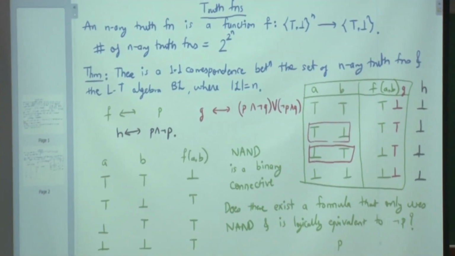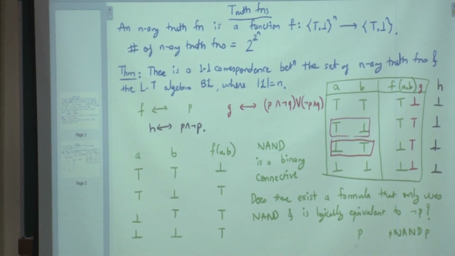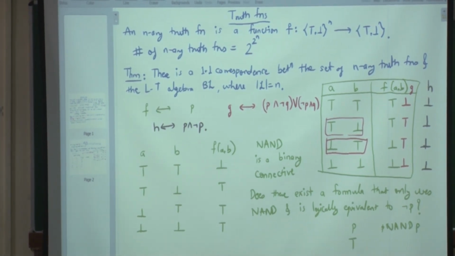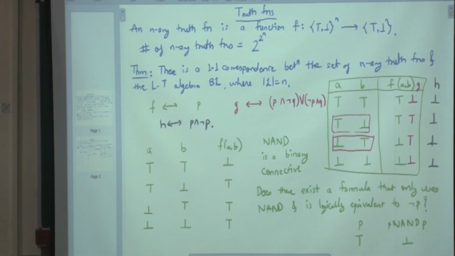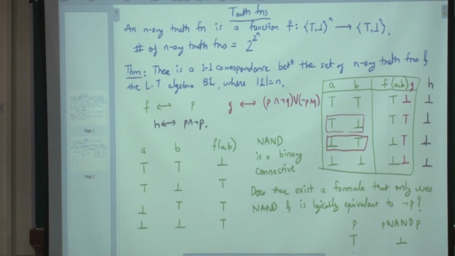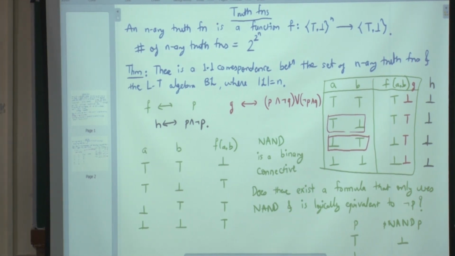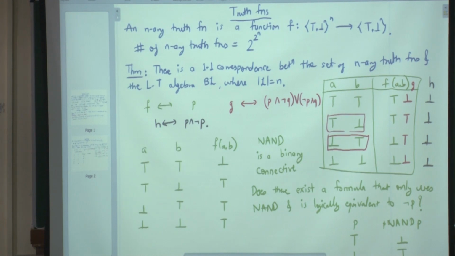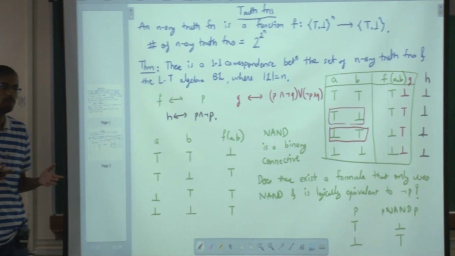P NAND P. Okay, so let us try to write down the table for P NAND P. If this is true, then true NAND true will give me false, and if this is false, then you look at this particular green table: false NAND false should give me true. So P NAND P is sufficient to describe negation P.